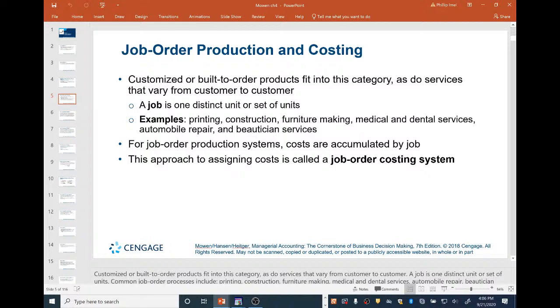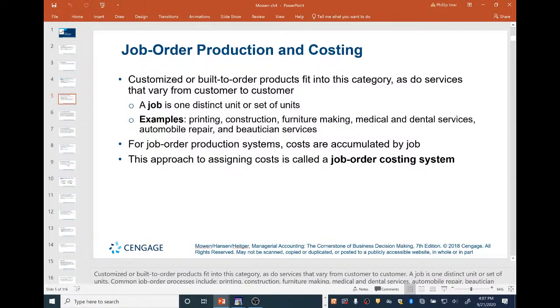Job order production and costing. These are pretty much built to order, so each unit is separate, and we have to have each individual unit cost, as opposed to when they're similar. You can see here printing, construction, furniture making, all these types of services would be unique to each other, right? So the units or services produced are different, and that's when we focus on the actual job itself when they're separate.